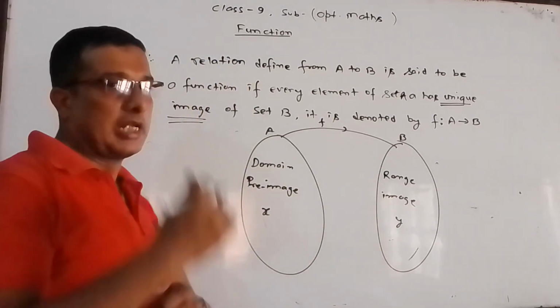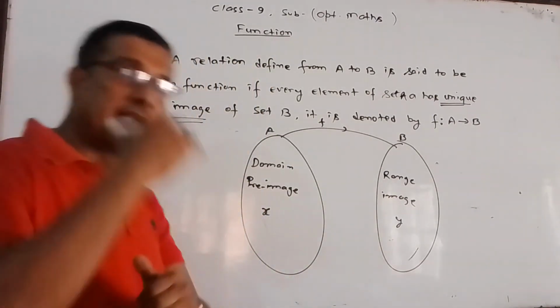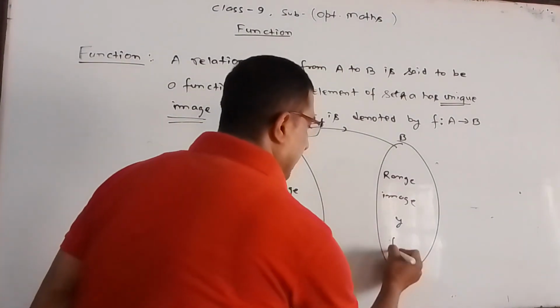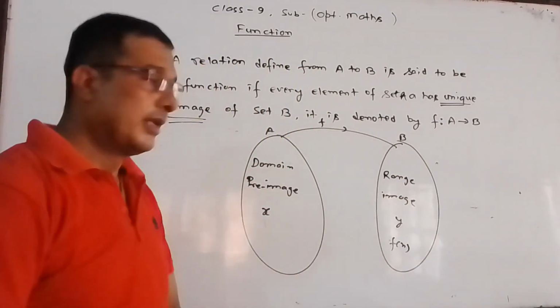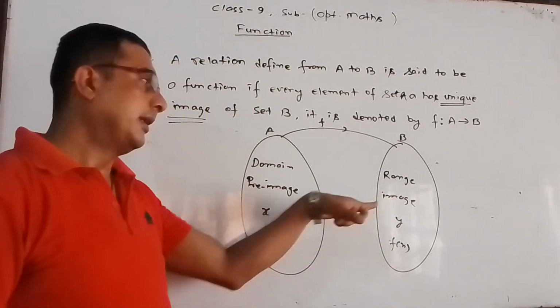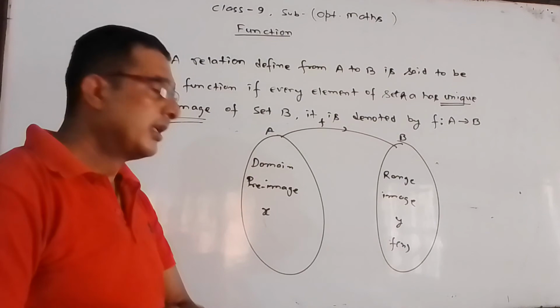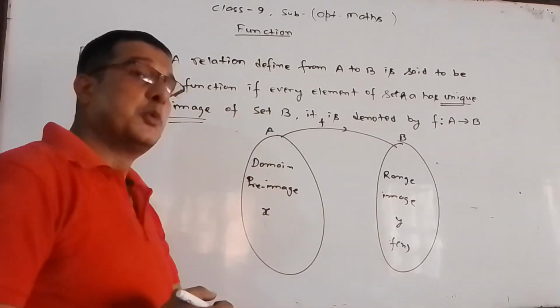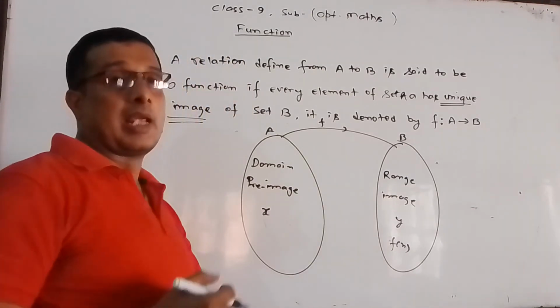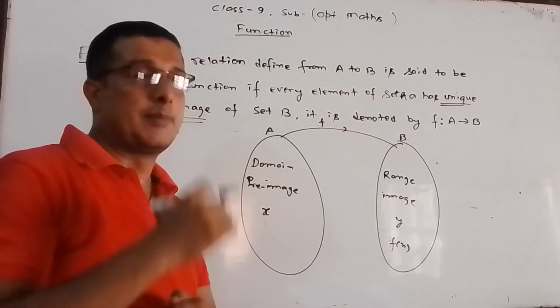Domain means elements of set A. X means an element of set A. And also range means elements of set B. Image means an element of set B. Y means an element of set B. And F(x) also means an element of set B.